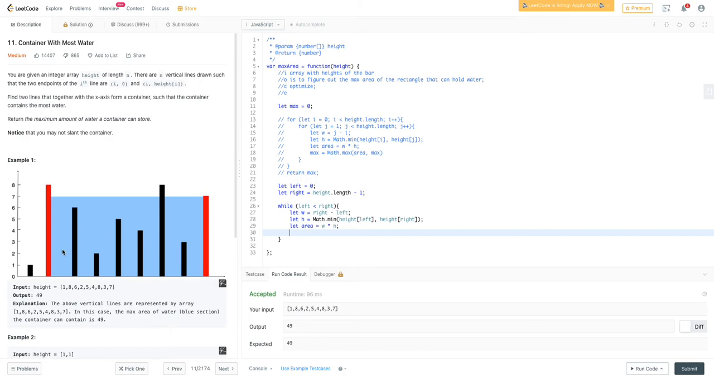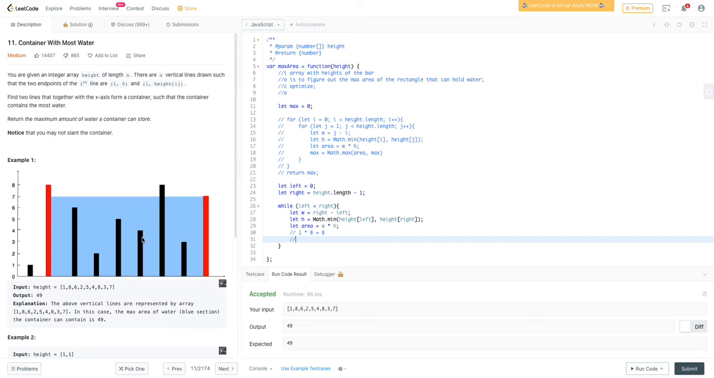So in this case, let's say we start on the left with the height of 1, and we're starting here with the 8. So in this condition, we would have area to be 1 times, so the difference between the index 0 and 8, that would be 8, so area would be 8. So after we calculated that, we need to go to the next round.